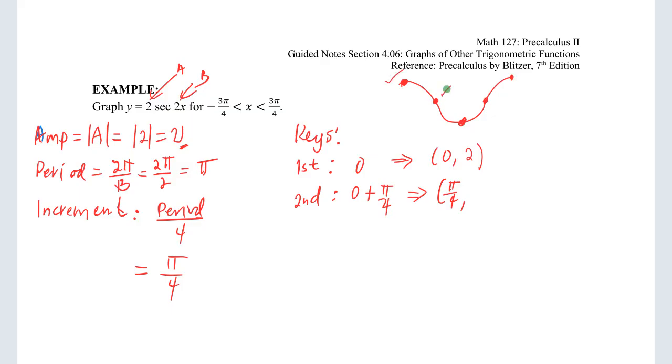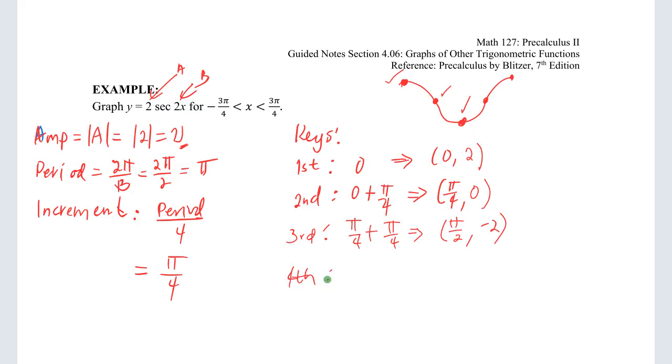So I want to draw the point on the midline, so that is y equal to 0. Third point, we have pi over 4 plus the increment pi over 4. So that's going to be equal to 2 pi over 4, which is pi over 2, and then going down, so that's going to be negative 2. Okay, so we're okay with this point now.